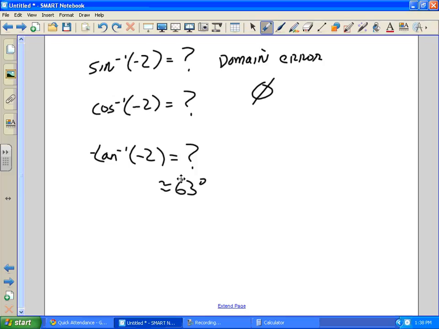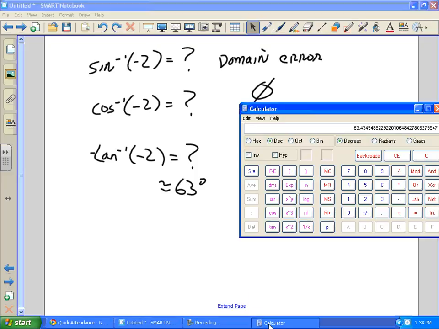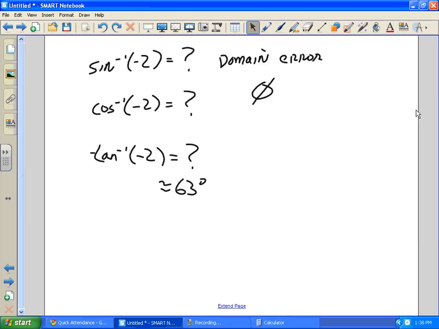If you try to do the others, if you come over here and say negative 2, inverse sine or cosine, you get invalid input for function on this calculator. Other calculators might say domain error. Other calculators might just put error, but it can't be done, and that's the bottom line. So you would say it is undefined. Do you understand? And so that's the inverse.